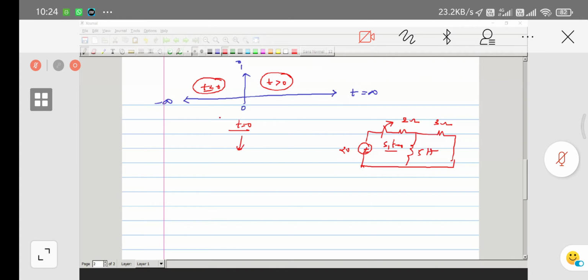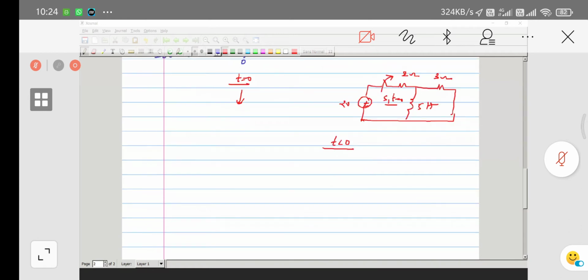So how is the circuit behaving at t equal to 0? Here is my circuit. At t less than 0, the switch is in the closed position, and the circuit appears like this: a 2 volt source, 2 ohms, 3 ohms, and a 5 mA source. For a long time, at t less than 0, the switch is closed. This is my circuit for t less than 0.